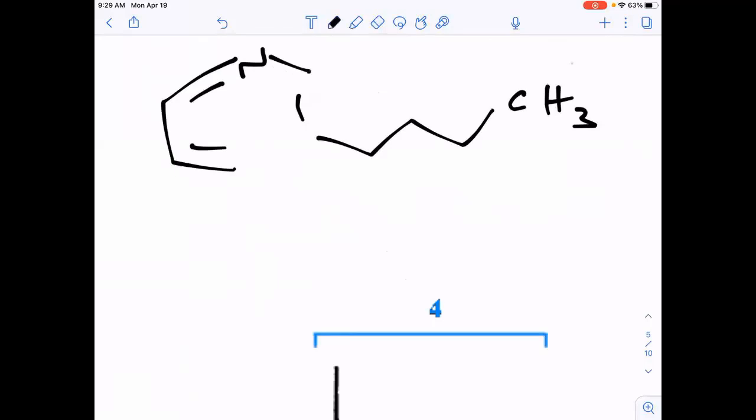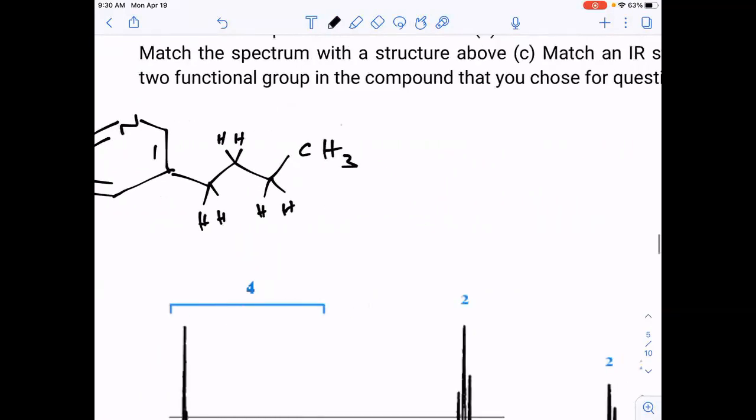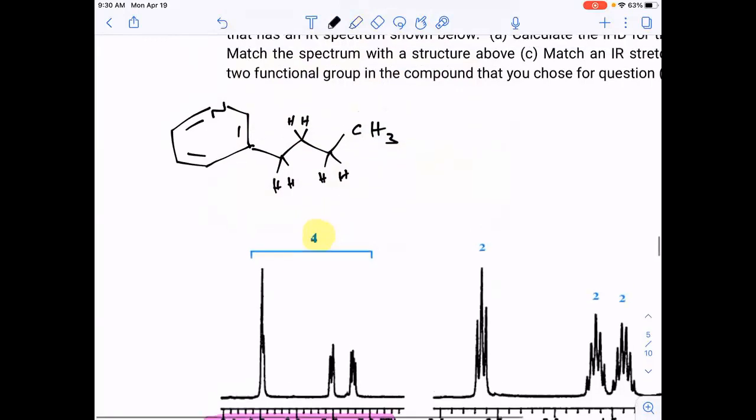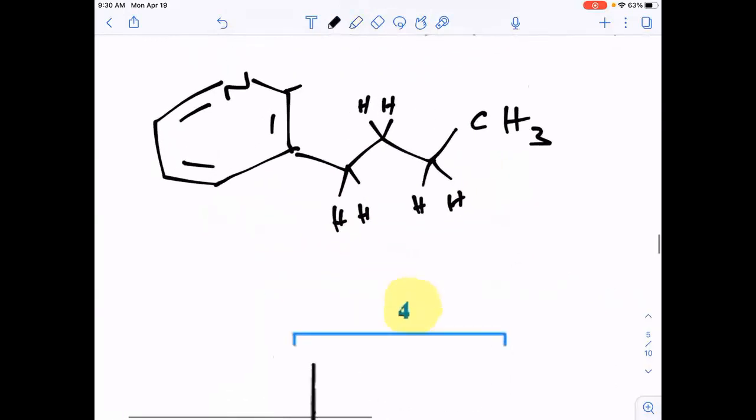Let me fix that up. All right, so you got protons here on the chain, here, and then the CH3 out there. And you can see right here for the aromatics, this whole section is integrating for 4 protons, right? So you got a proton on each one of these carbons that's left over.